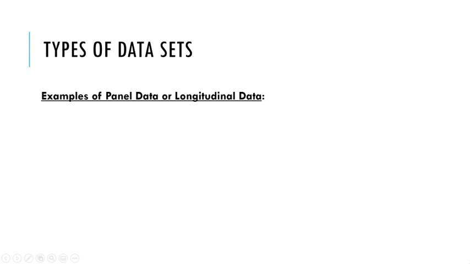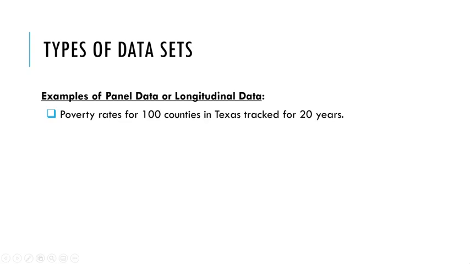Let's look at some examples of panel data, again, also called longitudinal data. So let's say we're looking at poverty rates for 100 counties in Texas, and we're tracking it for 20 years. We have a cross-sectional element, right? 100 counties, and those are the same counties for every year in the data set. 20 years, each county is tracked for the same identical 20-year period.